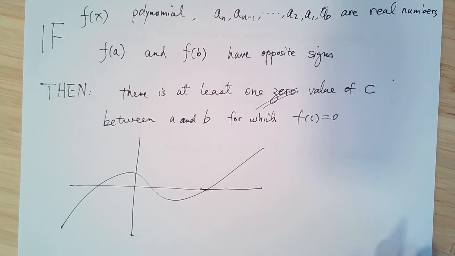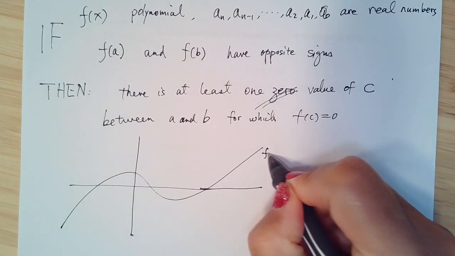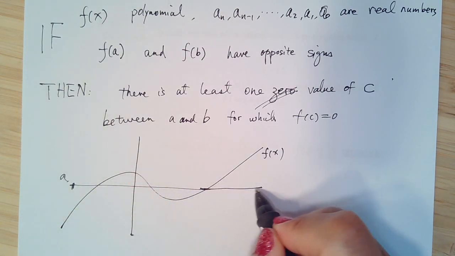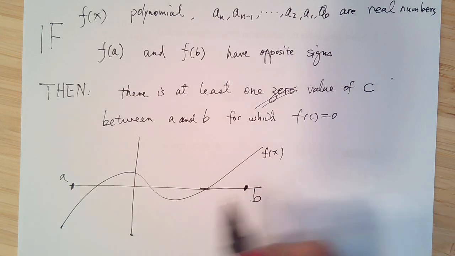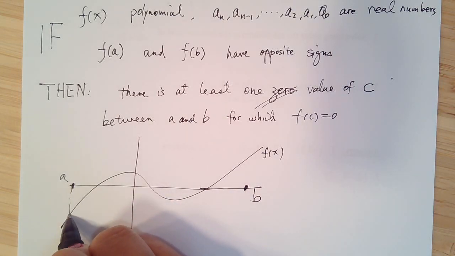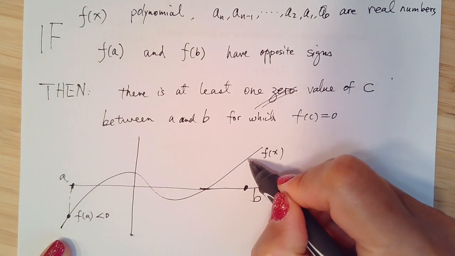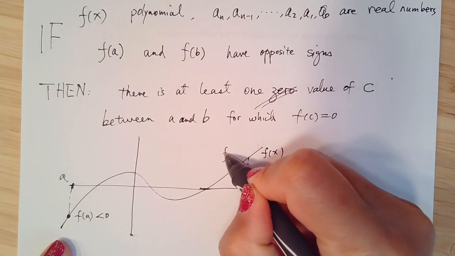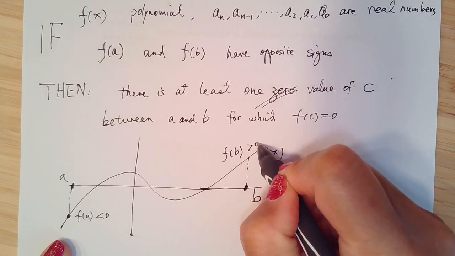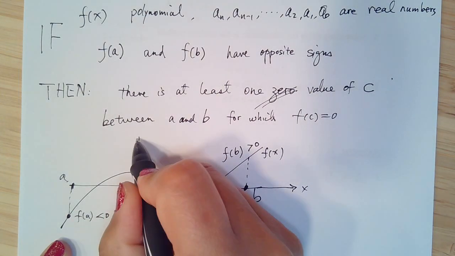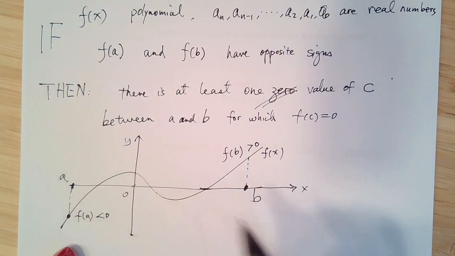And if I choose two values, this is f of x. If this is A, this is B. See, f of A is negative, right? And what about f of B? This is f of B. That's a positive because it's above the x-axis, right? So this is why.